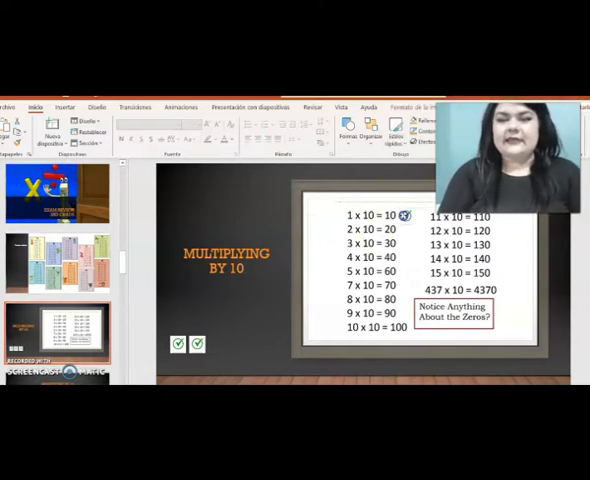Now, for example, 12 times 10. I multiply 12 times 1 is 12, and I place 1 zero here, and my final product is 120. Another example, for example, 7 times 10. I multiply 7 times 1 equals 7, and then I place the 0 from 10, and my final product is 70.